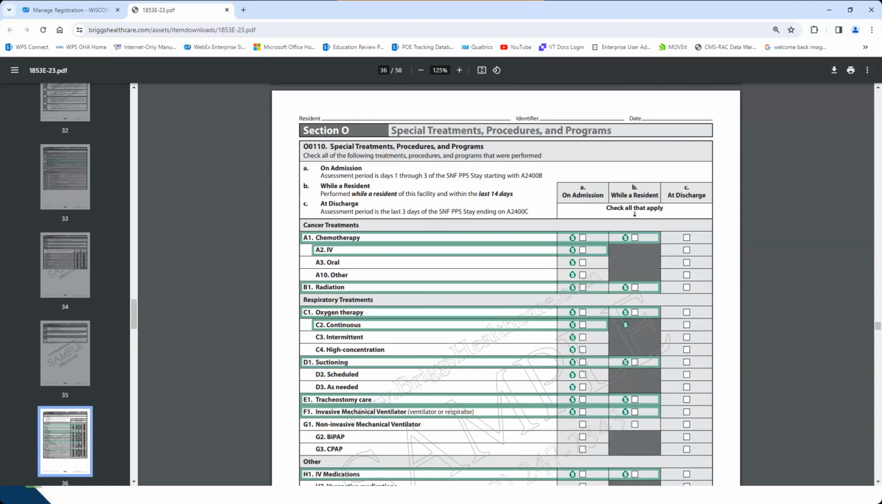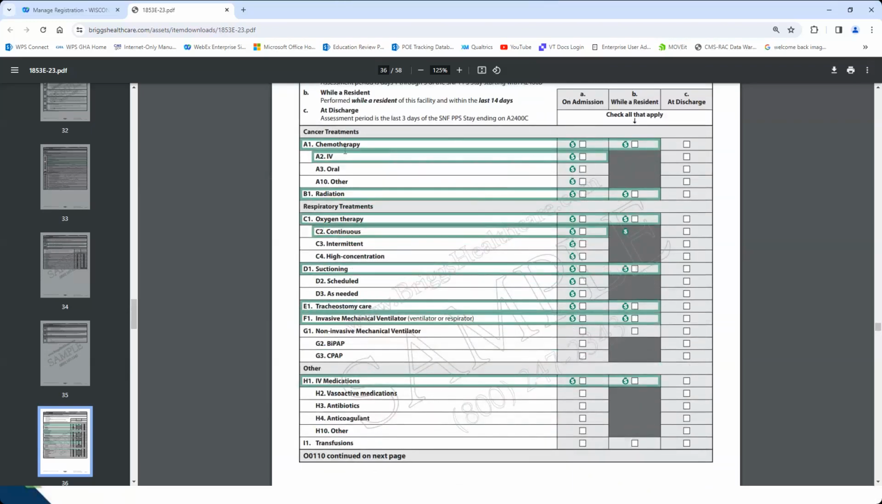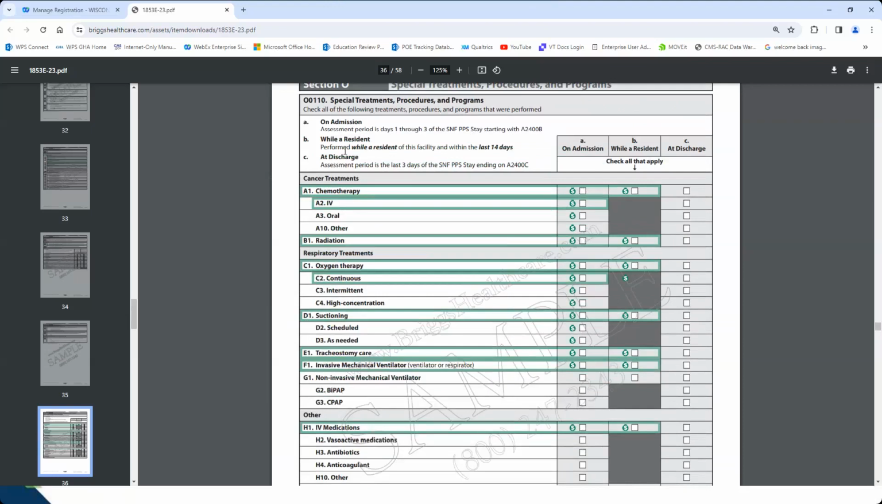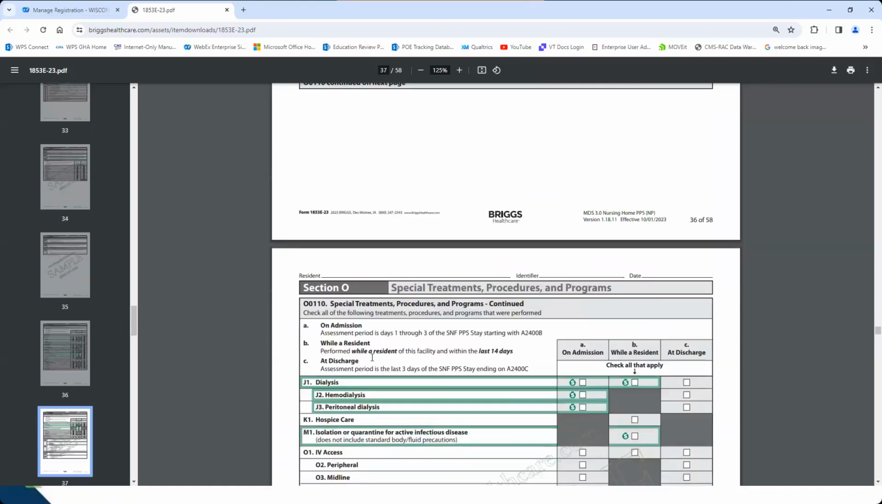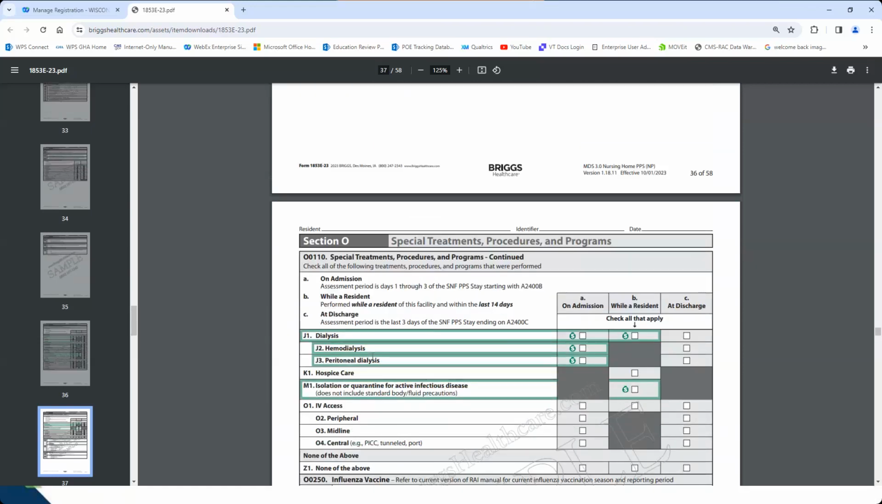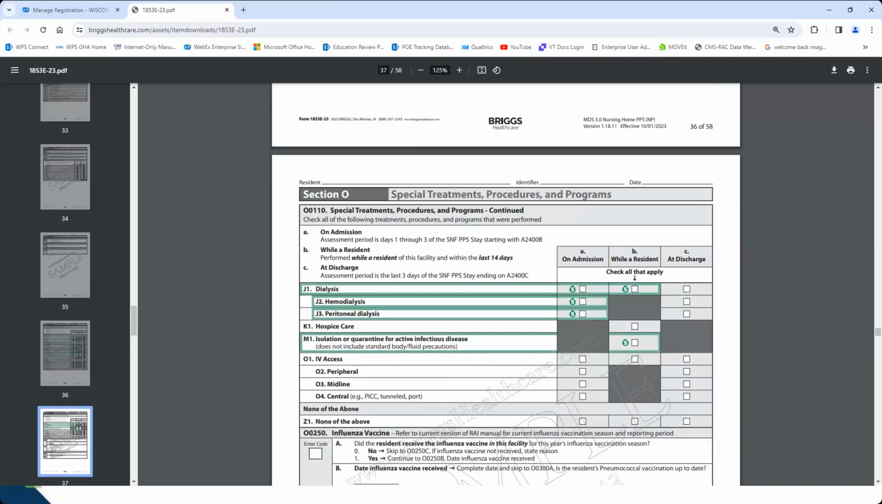So again, continuing on with Section O and some of the things that specifically drive payment are these things listed here, again, in the green. So we start with things like cancer treatments, radiation, respiratory. Respiratory is a big one. Suctioning, trach care, IV medications, dialysis, and isolation. Isolation's a big one that we often find issues with as well upon review.